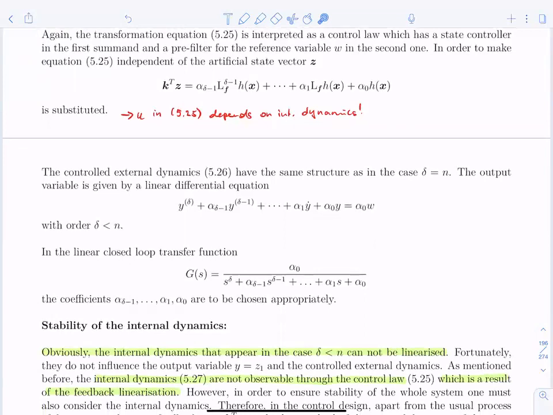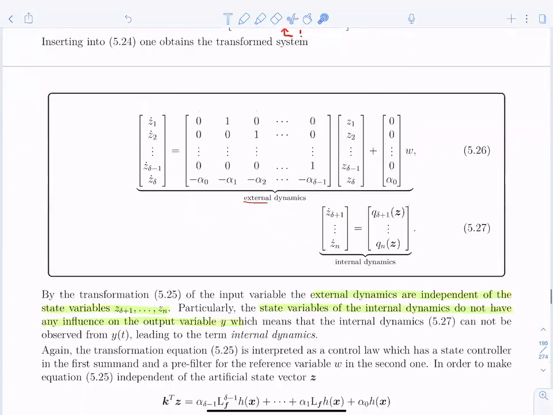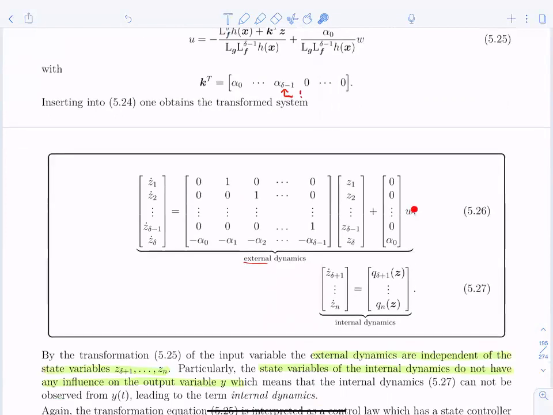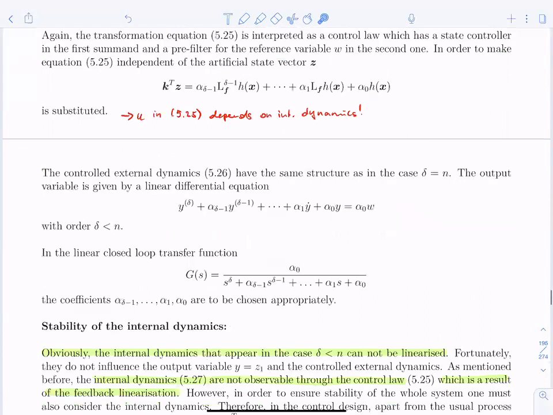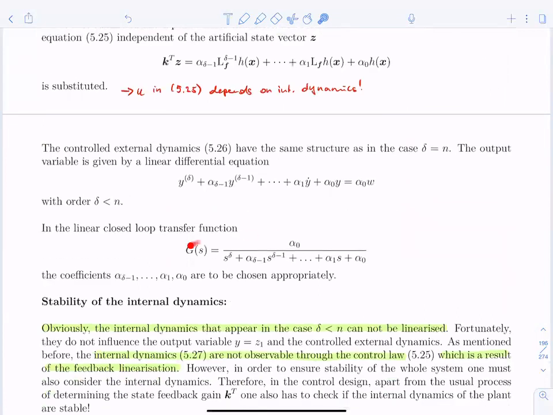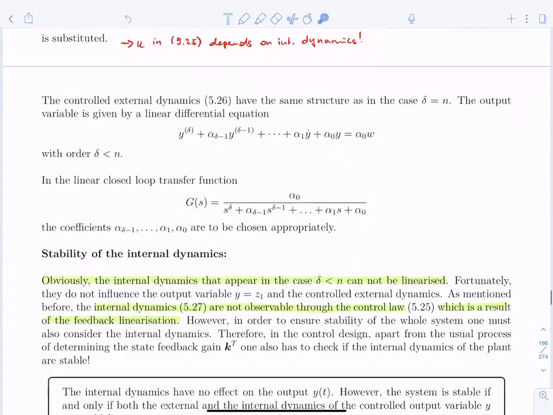And if you look at the closed loop transfer function, the transfer function between your reference input w and your output y, you see, first of all, it's a linear transfer function. But even though the system has an order of n, the order of this transfer function is θ, so it's less than n, okay? Which indicates that there are a number of states which are hidden. They are not seen in the output, they are not observable. You see, I've already highlighted this. They are not observable in the output, but they are seen in the control law itself.